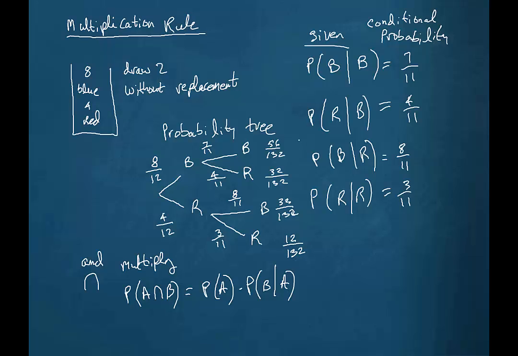Something else that is interesting to note and not a coincidence and has to happen is that the sum of all of those probabilities has to be 1, which this is. 32 and 32 is 64, and 56 is 120, plus 12 is 132. So we have 132 out of 132, or 1. So this always has to sum to 1, because it represents every possible thing that could happen if we conduct this experiment.